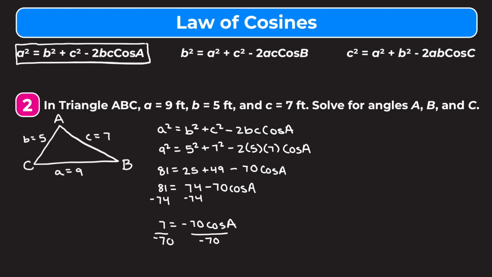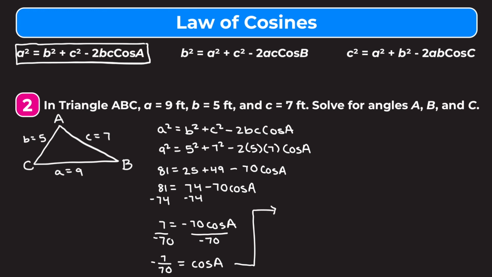And so on the left side, we're going to have negative 7 over 70. And on the right side, we're going to have cosine of A. And you can simplify the left side if you want, but it doesn't actually matter because we're just going to put it into our calculator. So now what we want to do is solve for angle A.